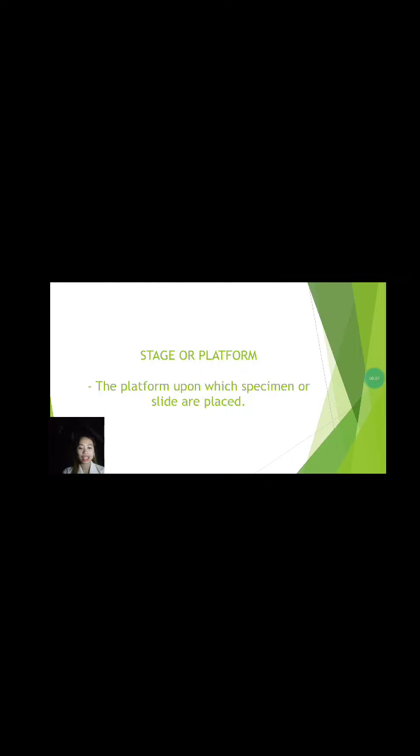Okay, let's proceed to the stage or platform. The platform upon which the specimen or slide is placed. The height of the mechanical stage is adjustable in most compound microscopes. After that, let's proceed to the stage clips or mechanical stage. It is the clips on the stage.